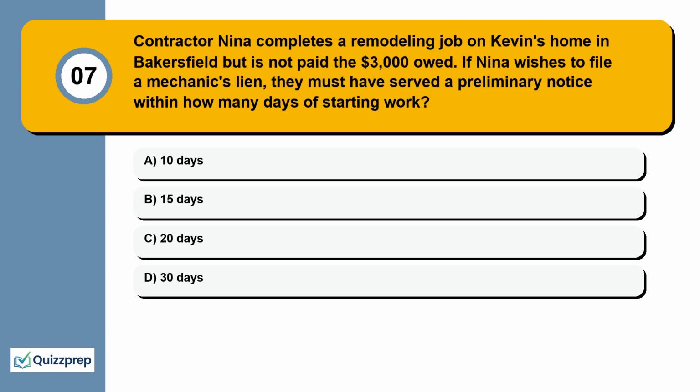Question 7. Contractor Nina completes a remodeling job on Kevin's home in Bakersfield but is not paid the $3,000 owed. If Nina wishes to file a mechanic's lien, they must have served a preliminary notice within how many days of starting work? 10 days, 15 days, 20 days, 30 days.